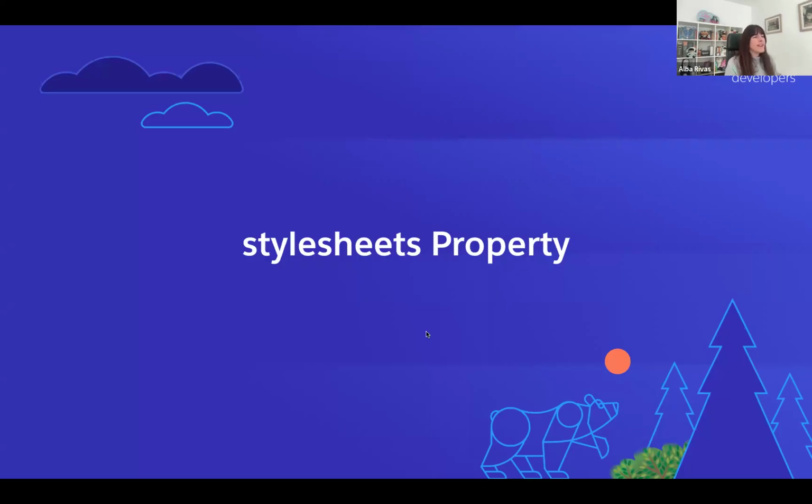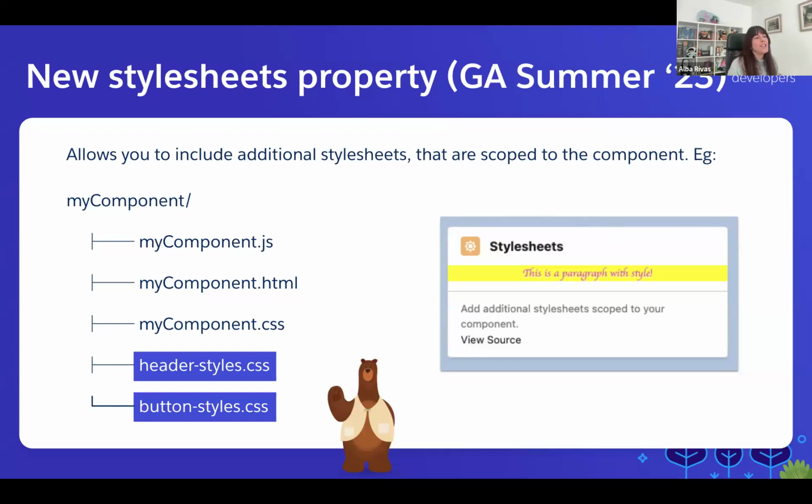Great. So let's take a look at another feature that was a little bit ignored. I haven't heard many people talking about it, but I think it's a nice feature, which is the new stylesheets property. The new stylesheets property allows you to include additional stylesheets in your component. By default, the component is going to include the CSS file that has the same name as the component in the component folder, correct?